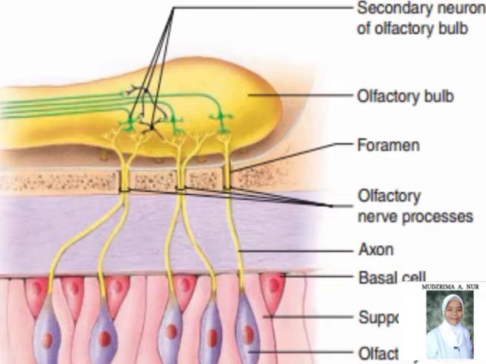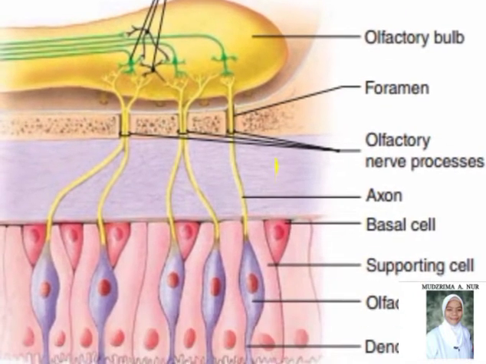Next is the axon. The axon is a long, slender projection of a nerve cell or neuron in vertebrates that typically conducts electrical impulses known as action potentials. It is also the transmitting part of the neuron. The next is the basal cell. The basal cell is a stem cell that gives rise to the olfactory receptor cells.